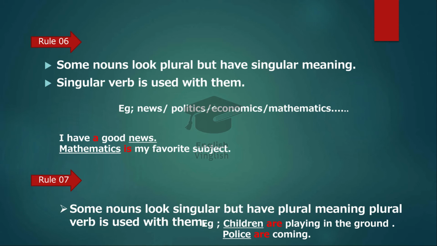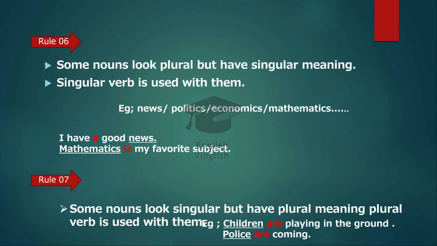For example, children, police. Children are playing in the ground. Children. It looks singular but it has a plural meaning. So we have to use the plural verb. That's why we used are. Children are playing in the ground. Police are coming.